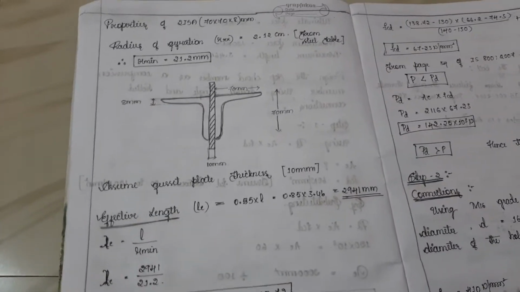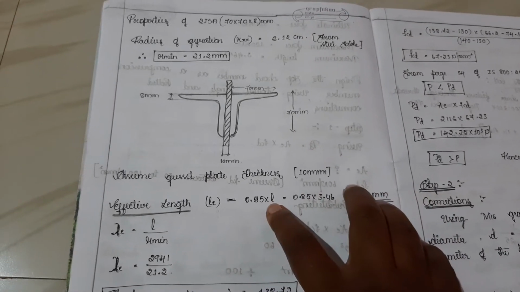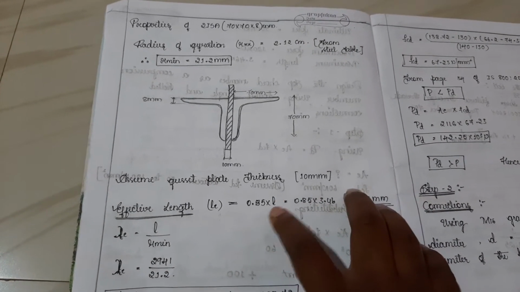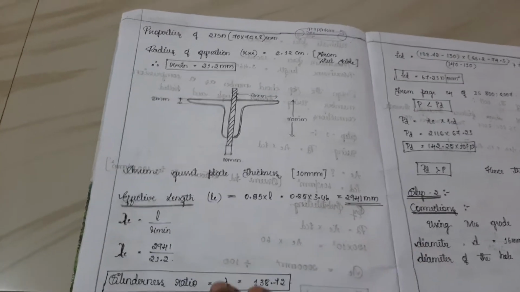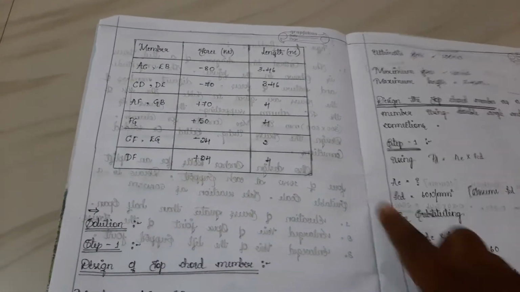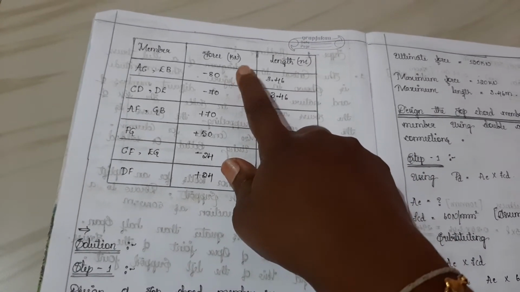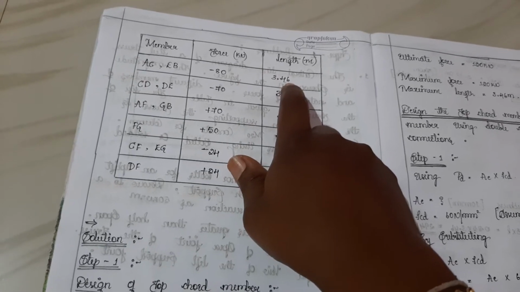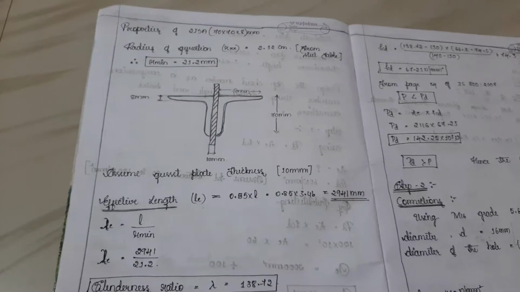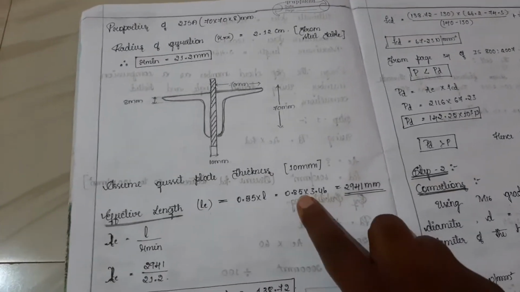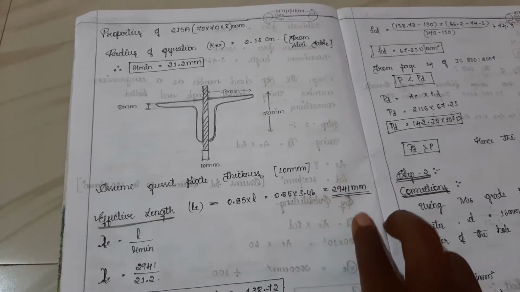After that you need to calculate your effective length. LE is nothing but 0.85 times L, 0.85 into L. Where do you get your L? L is this part. Here you have chosen the 80 value, and obviously your length will be 3.46 meter. When you substitute the entire values, you get your value as 2941 mm.